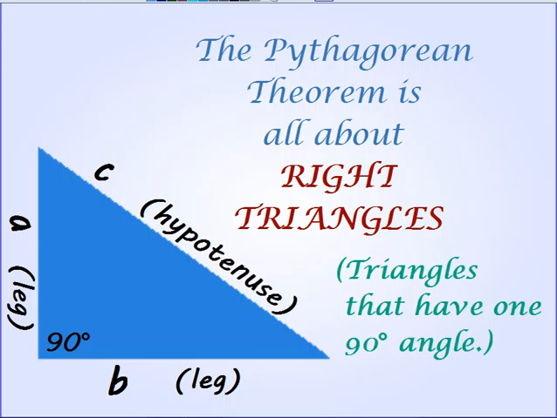The Pythagorean Theorem is all about right triangles. Remember, a right triangle is a triangle that has a 90-degree angle. We're going to hurry and talk about the parts of a right triangle.